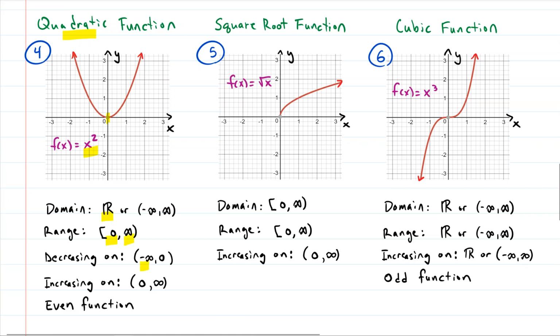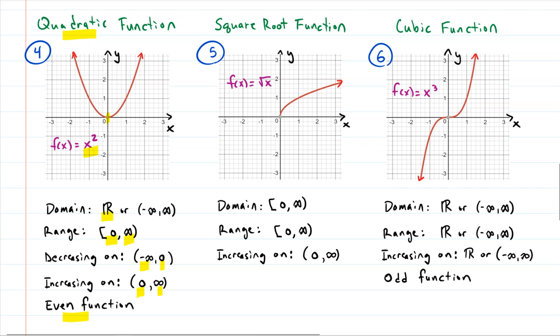It's decreasing from negative infinity to 0 and increasing from 0 to positive infinity. And it is also an even function. You can see that it has symmetry about the y-axis, or in other words, it mirrors across the y-axis. You can fold it over the y-axis and have a perfect match.